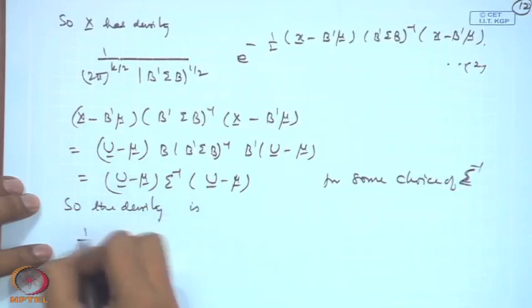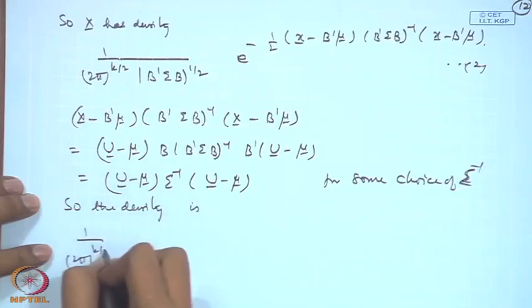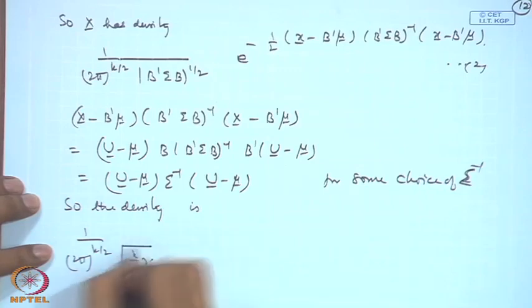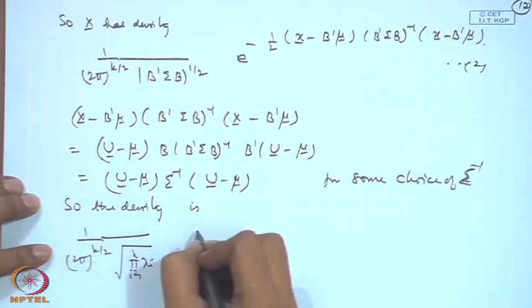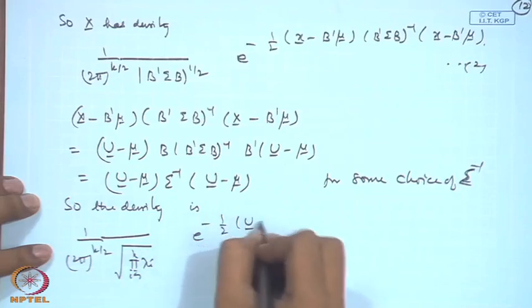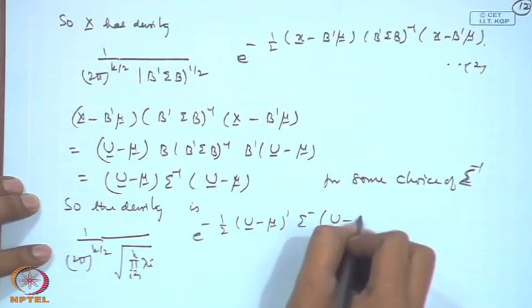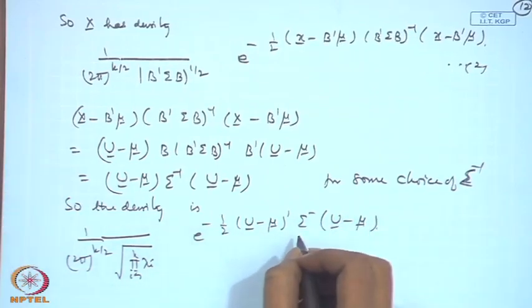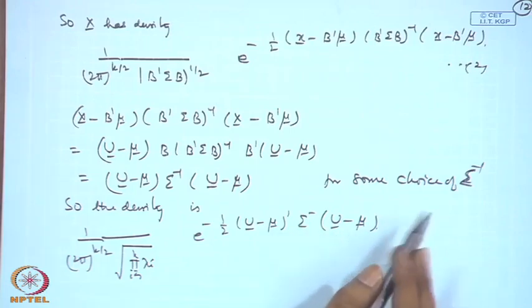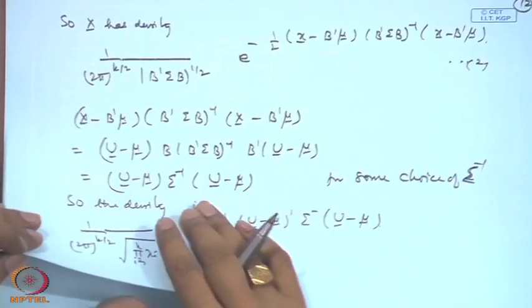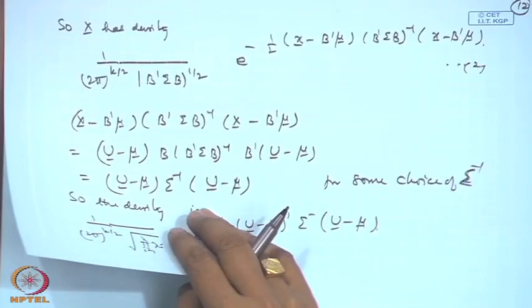is actually 1 by 2 pi to the power k by 2 product of the determinant of the eigenvalues, i equal to 1 to k, e to the power minus... So, this is actually a density on a subspace; it is not the density on the full space when the rank of sigma is not full.